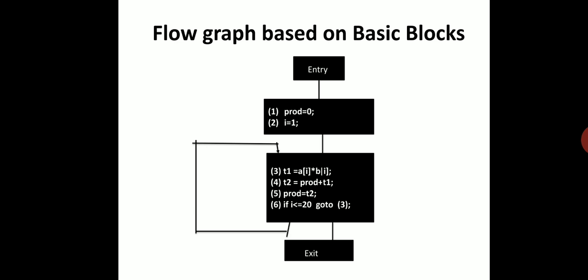First is the entry point, then the first basic block, then the second basic block. After execution of the second basic block, we have to jump to statement number 3, which is the first statement in the second basic block. So a loop is there, and that loop is represented here in the second basic block. This control flow information is added to the basic blocks by using the flow graph.